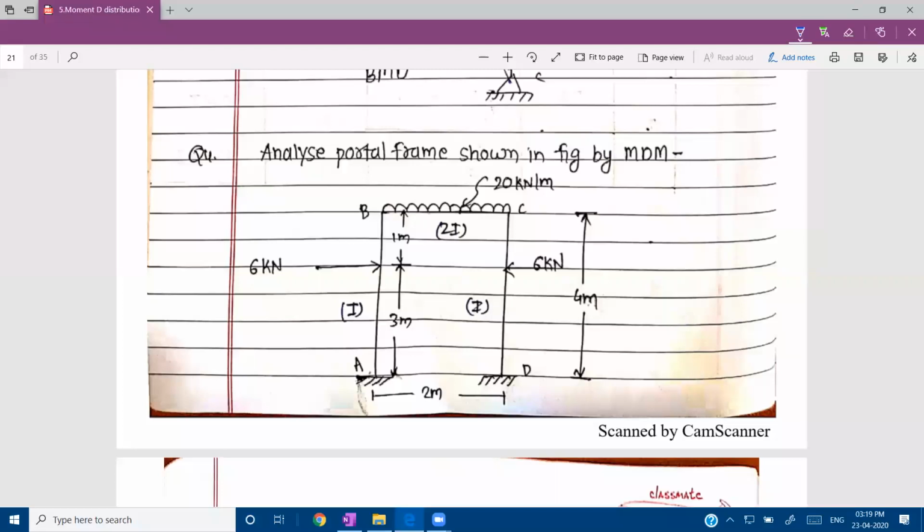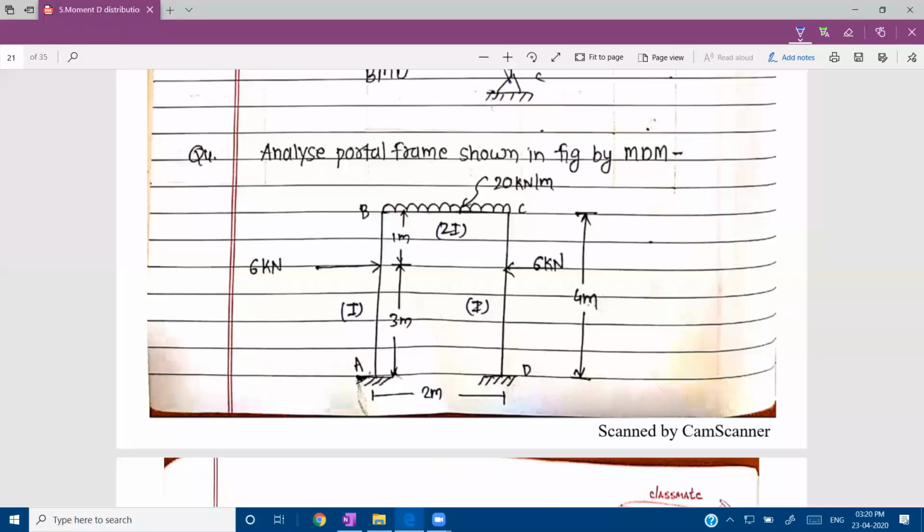And first of all, we have to observe whether this frame is a sway frame or not. The moment of inertia is symmetric about y-axis, the loading is symmetric about y-axis, and geometry of the entire portal frame is symmetric about y-axis. Therefore we can say that even if a horizontal support is not present to the beam member, then also this frame is a non-sway type portal frame.